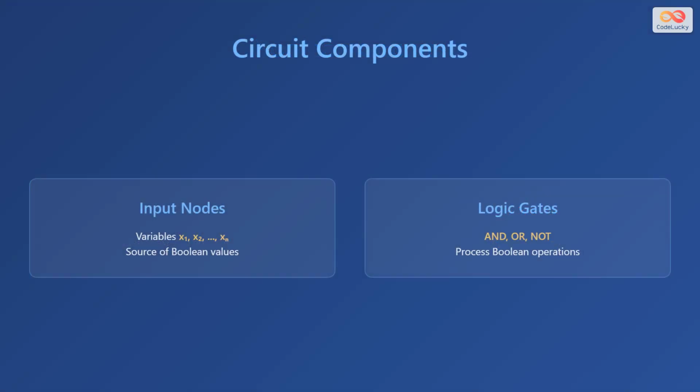Now, let's break down the main components of a Boolean circuit. First, we have input nodes. These are the variables typically denoted as x sub 1, x sub 2, and so on up to x sub n, which serve as the entry points for Boolean values into the circuit. Second, we have logic gates such as AND, OR, and NOT gates, which perform the actual Boolean operations on the input values.